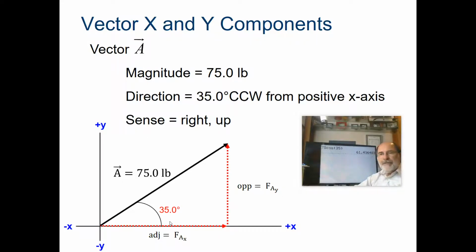All right, so for example, clearing my screen, if I go 75 pounds times the cosine of 35 degrees, I'm getting a result of 61.436403 pounds, and you should round that to 3 sig figs and call it 61.4 pounds. For the opposite side, 75 sine 35 degrees, and I get 43.0 pounds. So let's see what they do here on this PowerPoint.